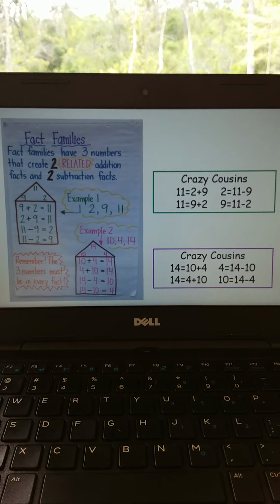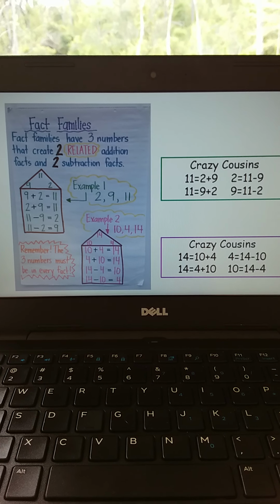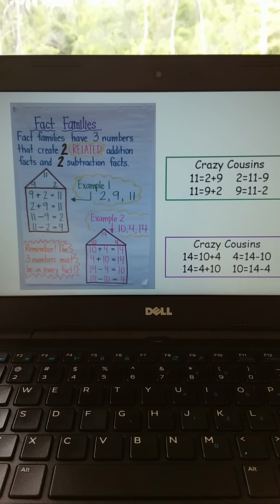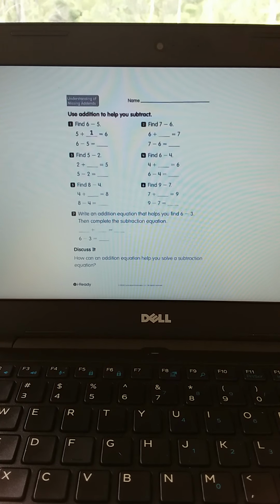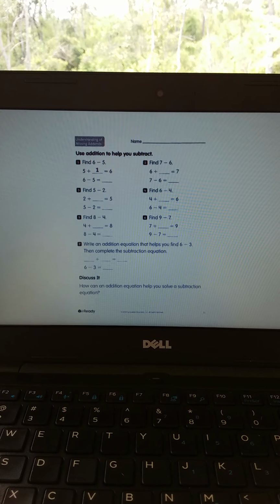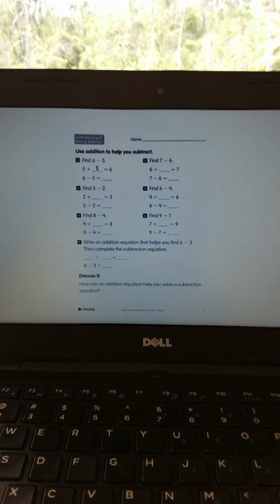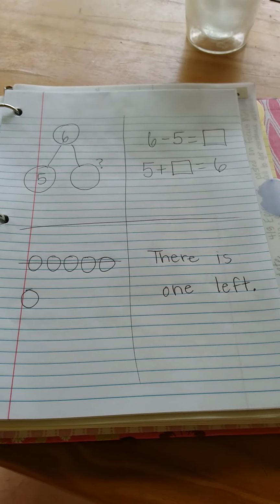Okay, so fact families are very important when you are trying to use the strategy think addition to subtract. And that is what this lesson consists of. If you'll look, they give you the equation, find 6 take away 5. Now, I'm going to show you on a piece of paper how we would normally work that problem.